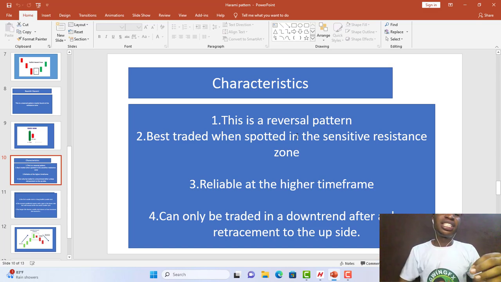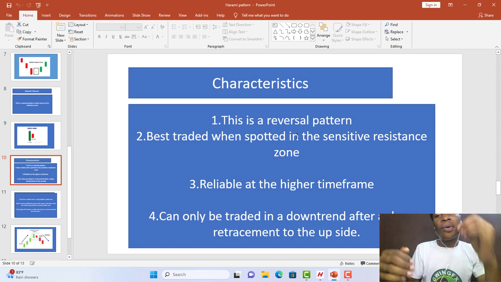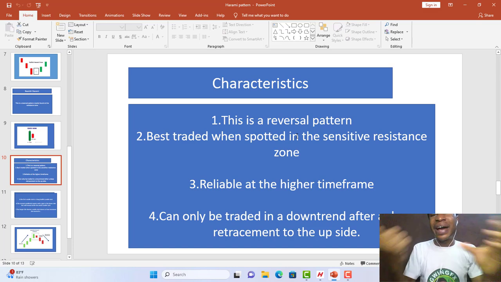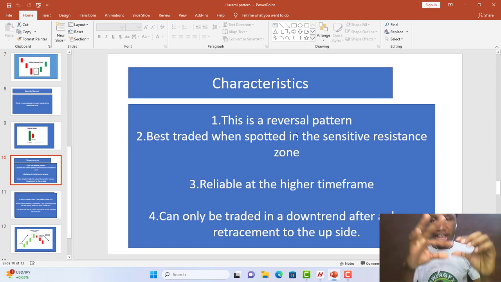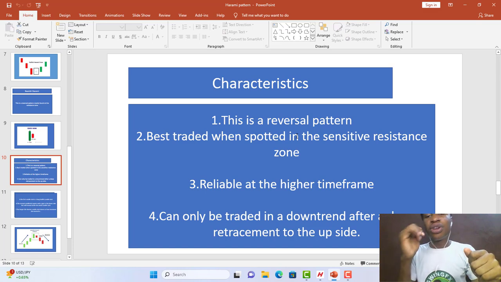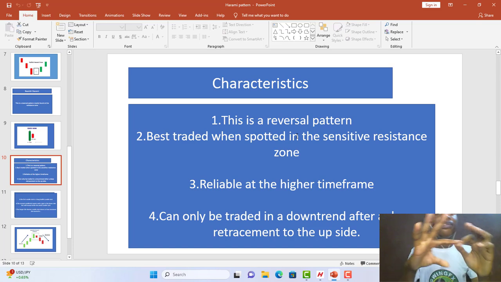That is when you spot it in D1, it's much more reliable than when you spot it in H1, and when you spot it in H1, it's more reliable than when spotted in 30 minutes, 15 minutes, and M1. Depending on the type of trader you are, it can only be traded in a downtrend after a deep retracement to the upside. So this is where we find a clause.